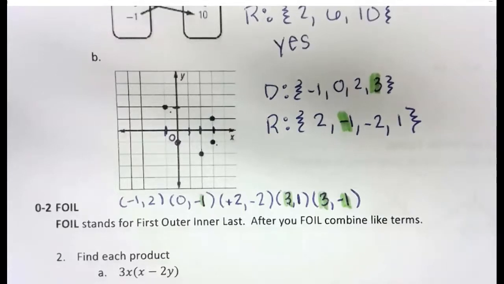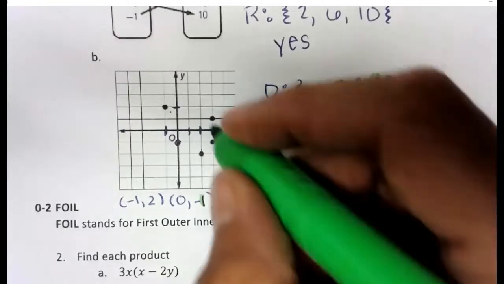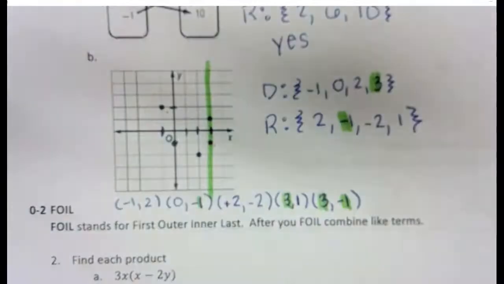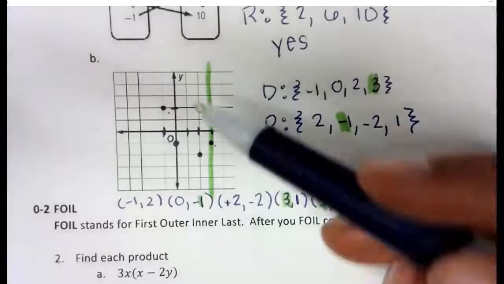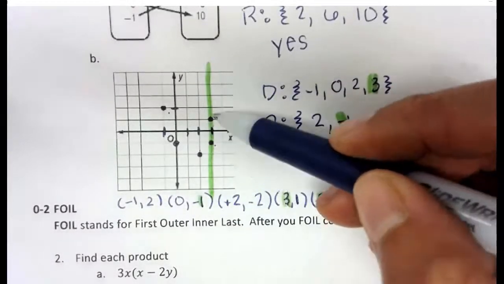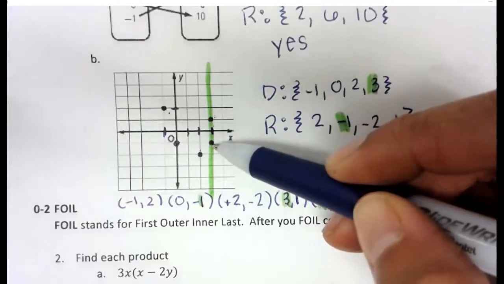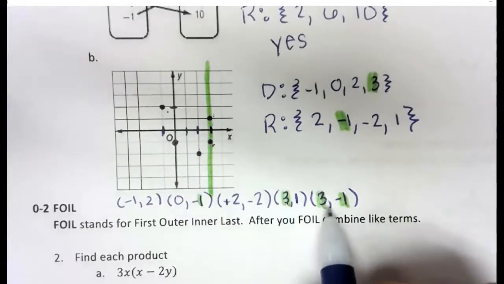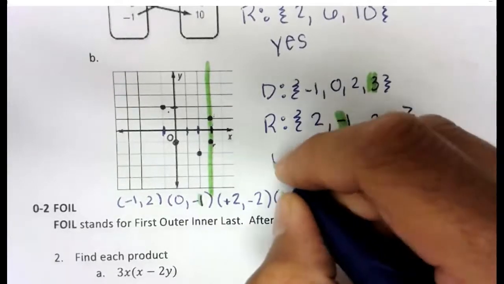The last part, is this a function? It is not a function because it fails the vertical line test. So what that means is I can draw a vertical line and it will hit 2 of my points. It's also not a function because 3 repeats in my domain.